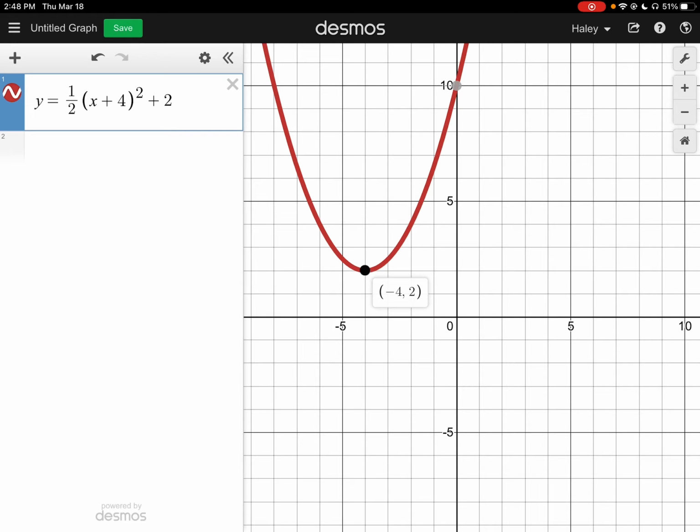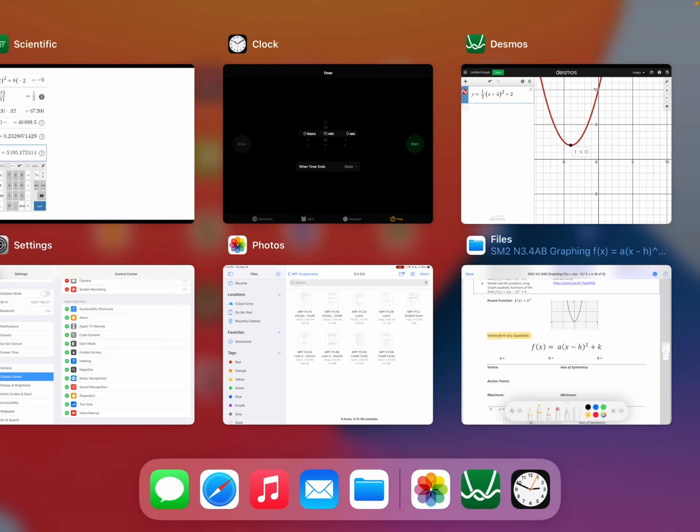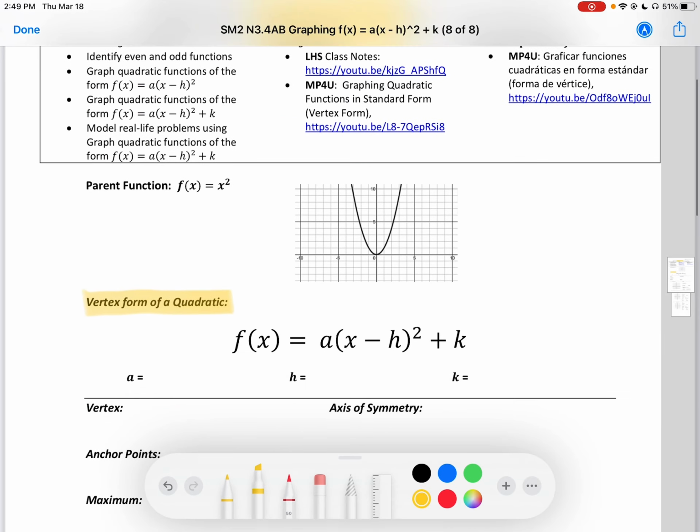So to create my vertex, I just have to take the number that's being added or subtracted from the x, and I have to take the opposite of it, right? Because the +4 means I actually moved left 4, so I get a -4. And then I take that number at the end, that 2 becomes my y value. Okay, that's why it's called vertex form. It's really easy to get the vertex from it.